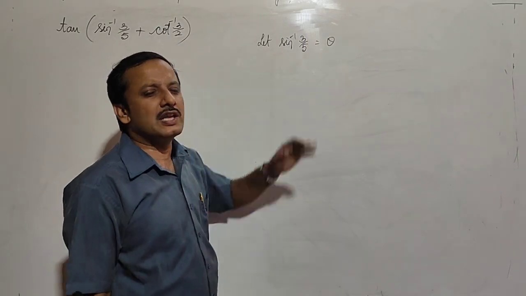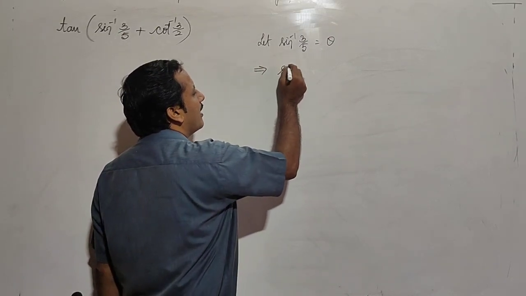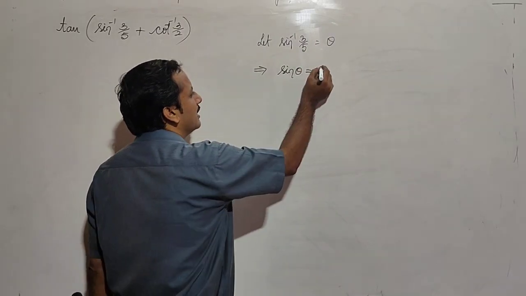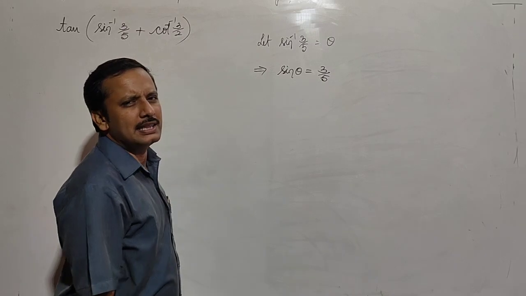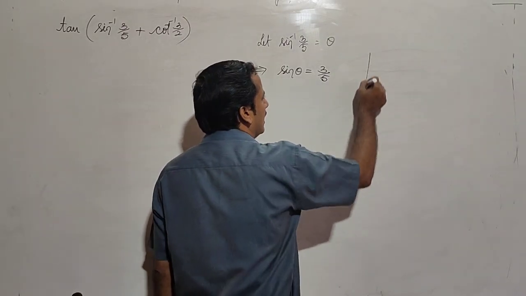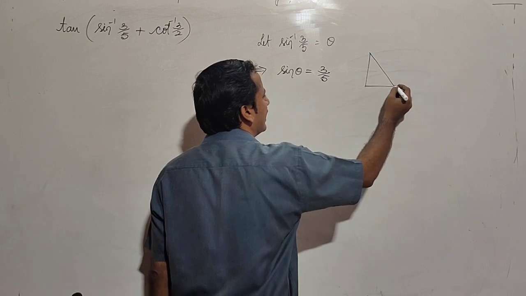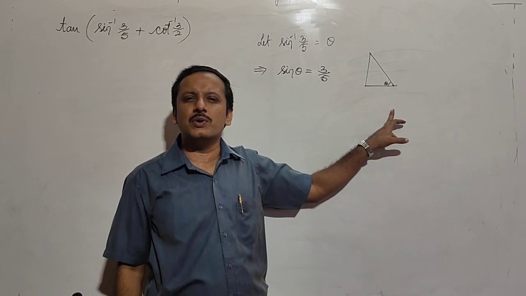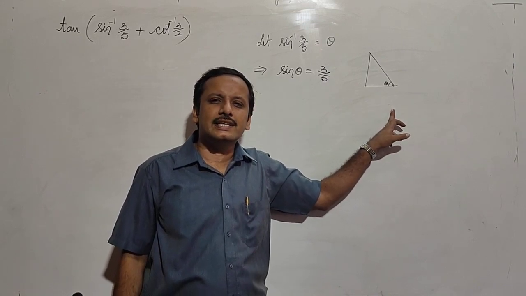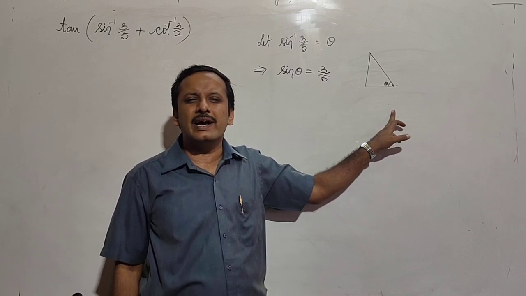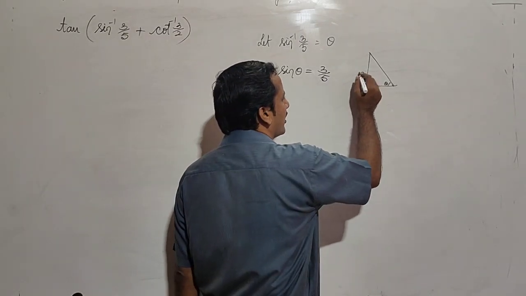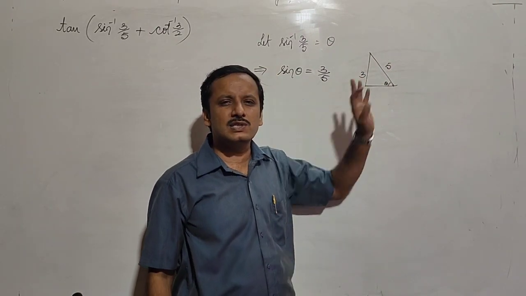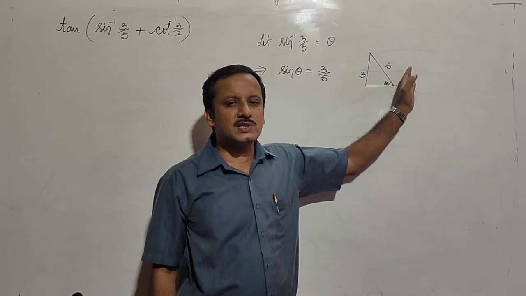When sin inverse of 3 by 5 is equal to theta, then what happens to sin theta? Sin theta is equal to 3 by 5. Okay, let us consider a right angle triangle. Let this angle be theta. Here we have sin theta is equal to 3 by 5. As we know, sin theta is defined as opposite by hypotenuse. This is the opposite side, this is the hypotenuse. So opposite is 3, hypotenuse is 5.